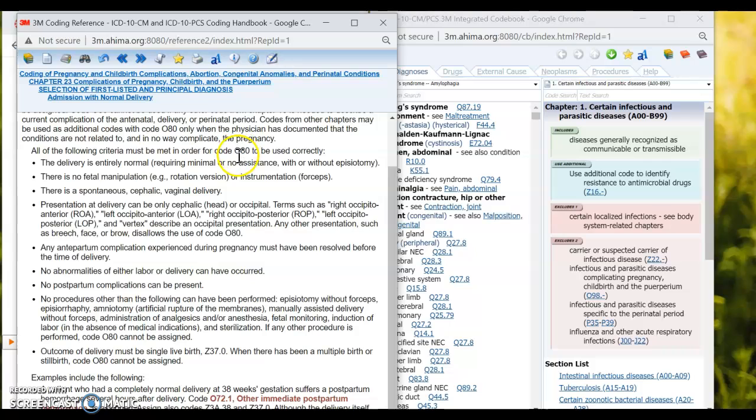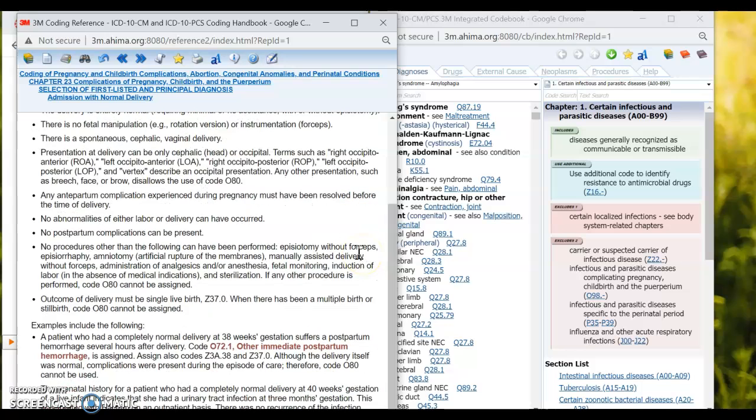But when we look here, we have the O80. When can you use this correctly? Again, the delivery has to be normal, no assistance, with or without episiotomy. So you can use that. You can't have forceps. It has to be spontaneous, cephalic, vaginal. We have these right here. Any antepartum condition or complication experienced during pregnancy must have been resolved before the time of delivery.